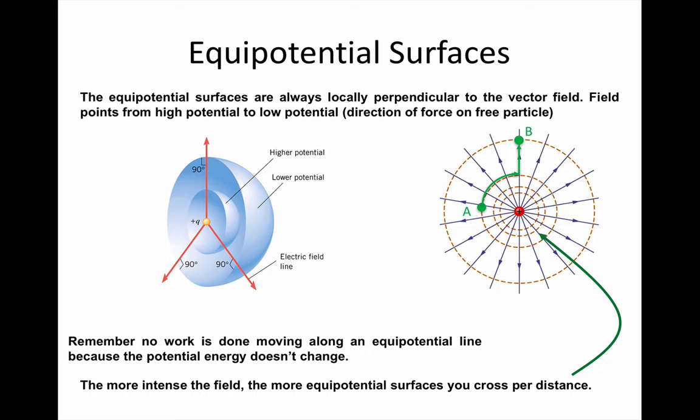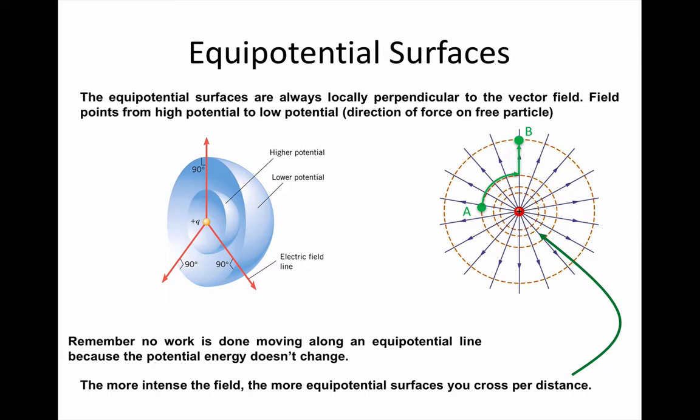We know that the electric field lines around a positive charge radiate out from the charge. The equipotential surfaces will be spherical shells that are perpendicular to the field lines. We know too that you don't do any work moving along an equipotential. You only do work when moving along a field line.